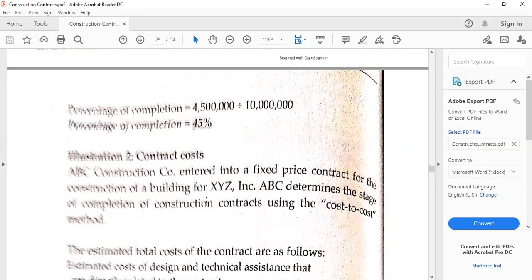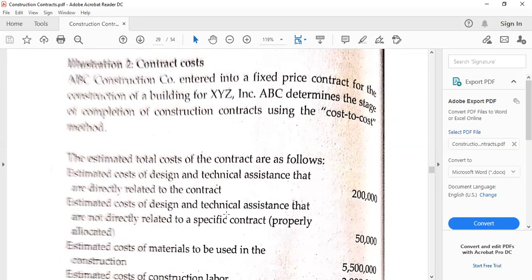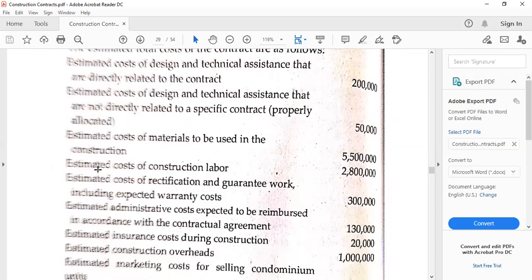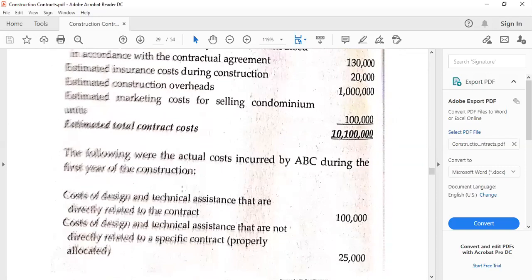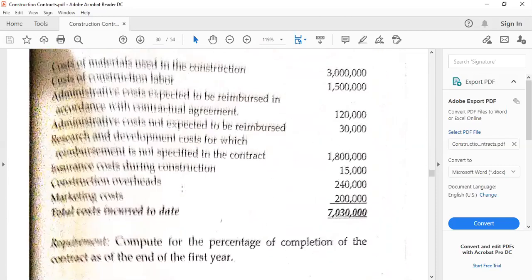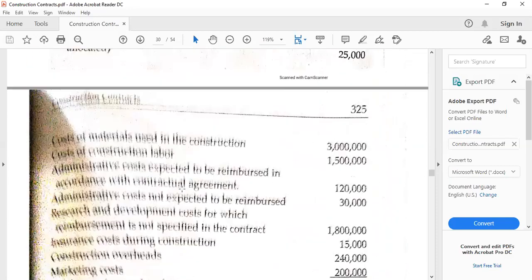Okay, so that is for illustration 1. Next, illustration 2. These are again the contract costs with additional items. And the question is: compute the percentage of completion.